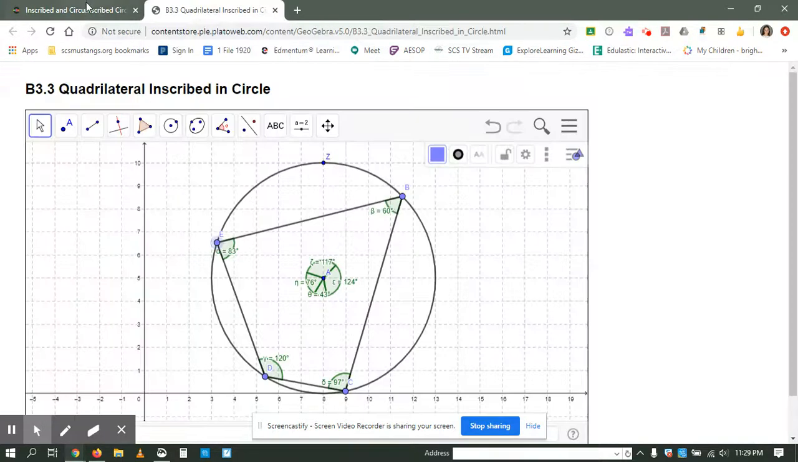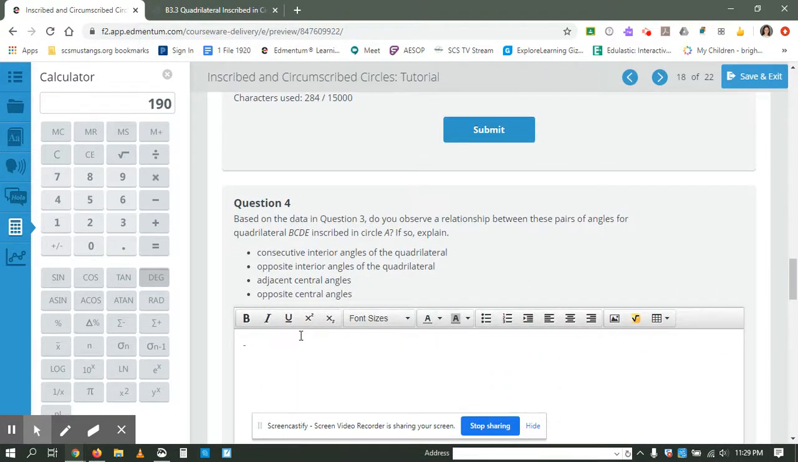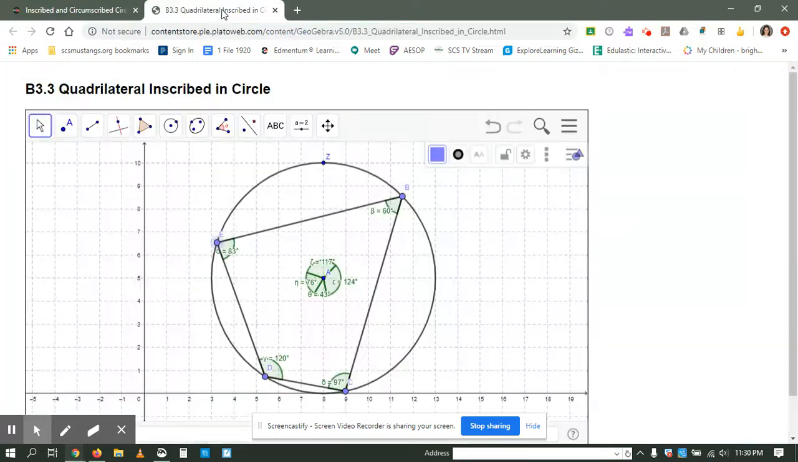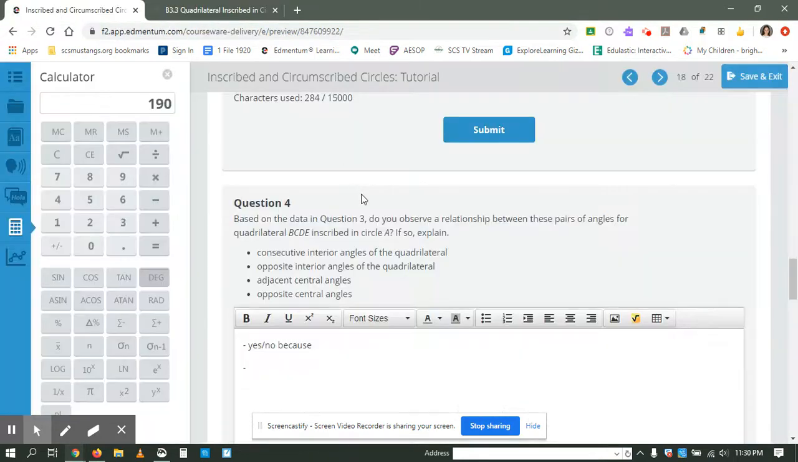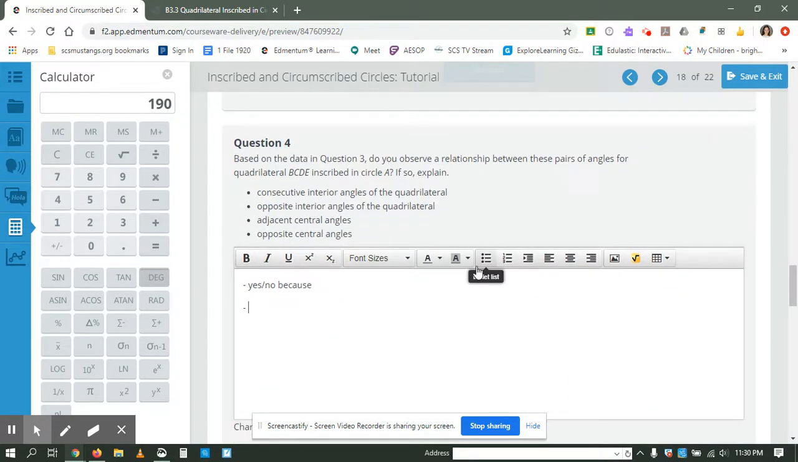relationship there. So then looking at the next part of the question, here you'll either say yes or no, and then it wants an explanation. After that you would do yes or no because, whatever you have to put there. And then the next bullet point is opposite interior angles. So looking at our opposite interior angles of our quadrilateral, looking back at the picture and the table, you'll need the rest of the table filled out to know, but what relationship is there?